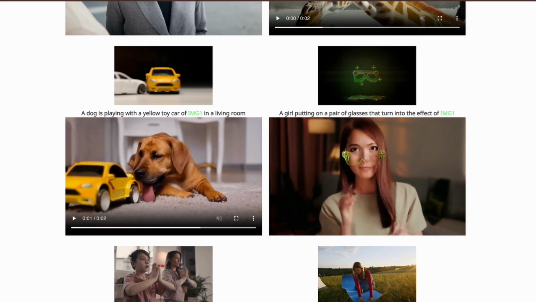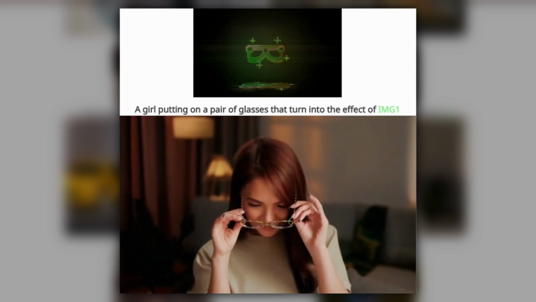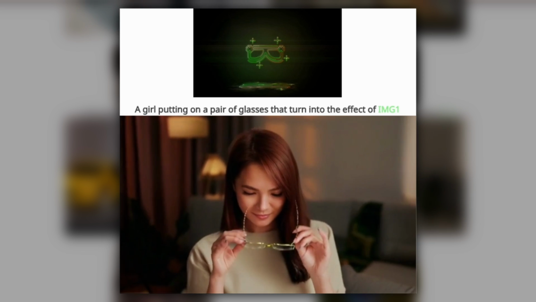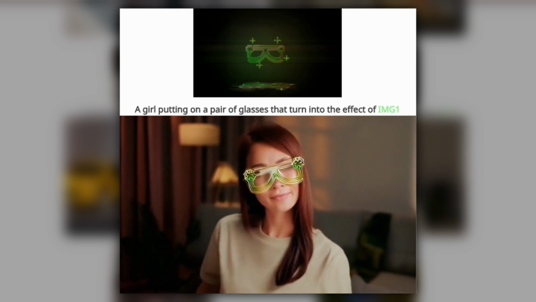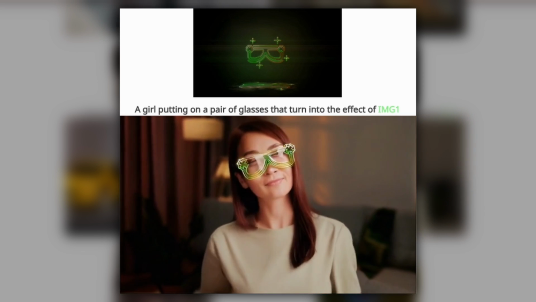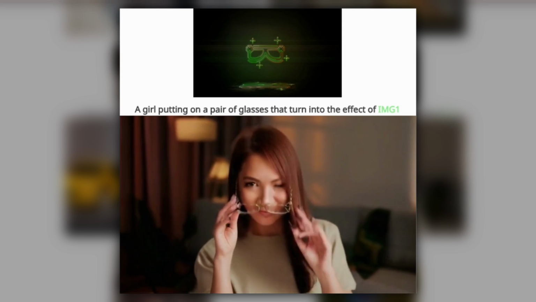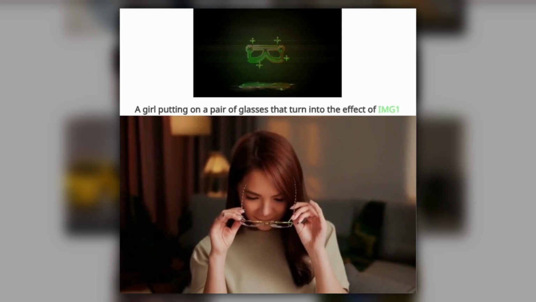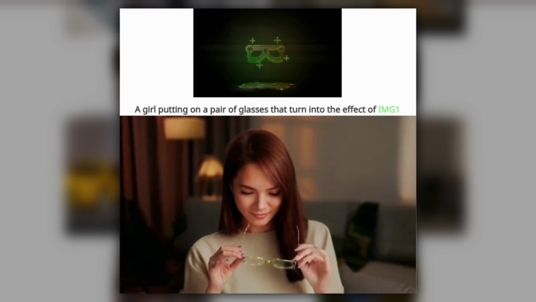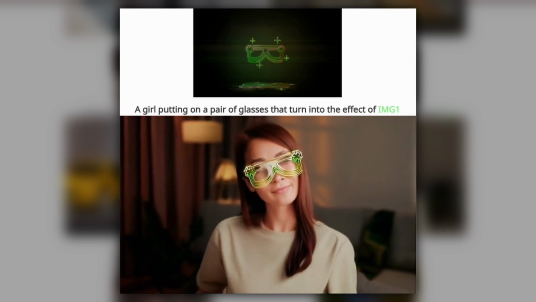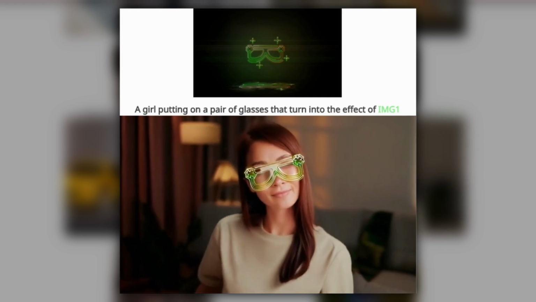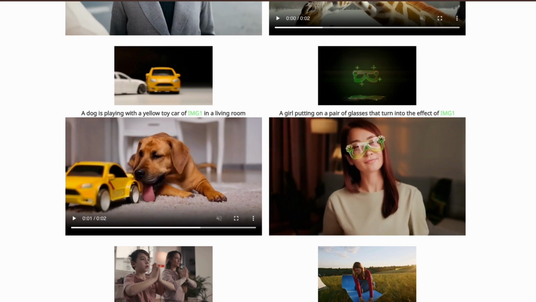Here's another creative use. Suppose you have an image where you want to add some visual effects. Maybe your prompt is, "A girl putting on a pair of glasses that turn into the effect of this image." OmniVCus generates a video showing the girl putting on the glasses and then transitioning into that specific visual effect. The transformation happens smoothly. It's super impressive to see the effect appear right after the action, just as you prompted.